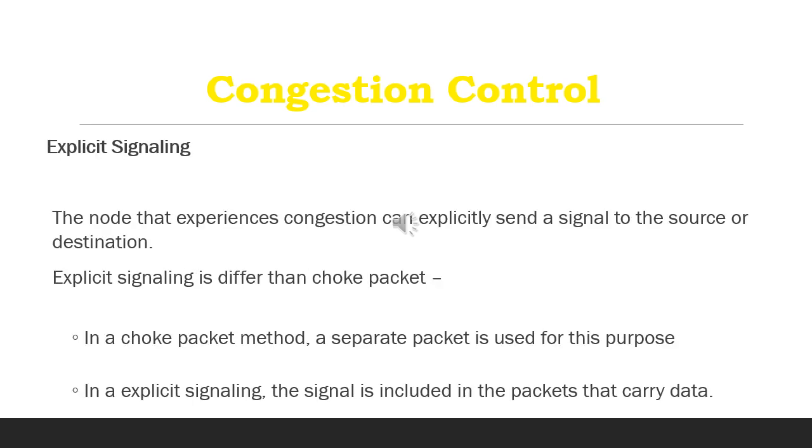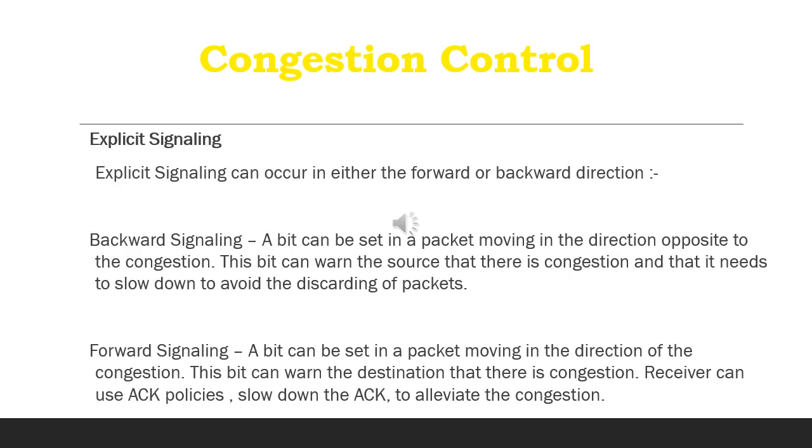Explicit signaling. The node that experiences congestion can explicitly send a signal to the source or destination. Explicit signaling is different from a choke packet. In the choke packet method, a separate packet is used for this purpose. In explicit signaling, the signal is included in the packets that carry data. Explicit signaling can occur in either the forward or backward direction.